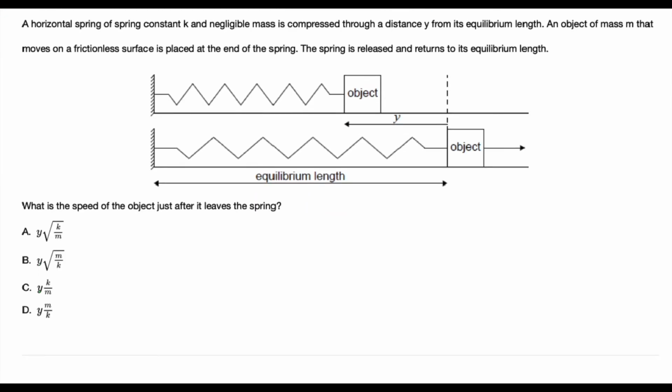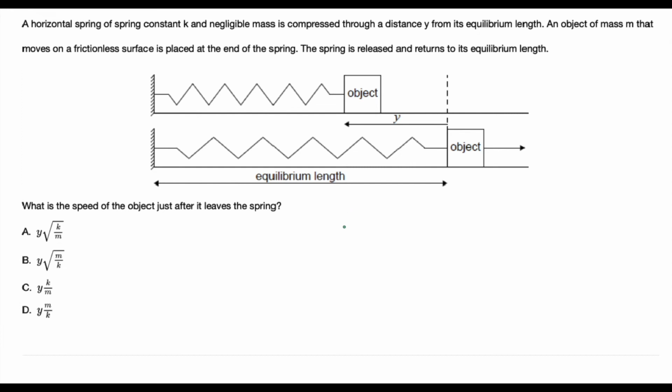A horizontal spring of spring constant k and negligible mass is compressed through a distance y from its equilibrium length. An object of mass m that moves on a frictionless surface is placed at the end of the spring. The spring is released and returned to its equilibrium length. What is the speed of the object just after it leaves the spring?